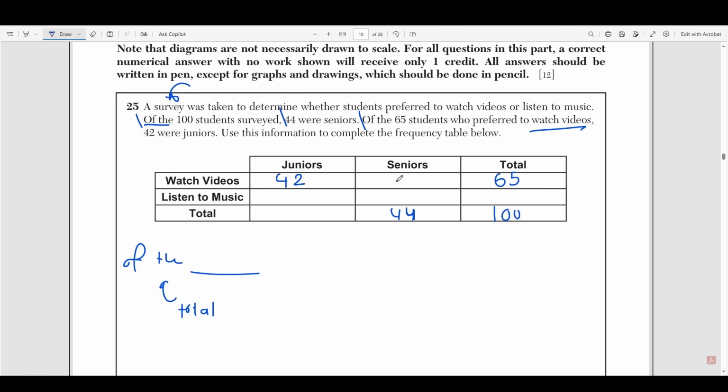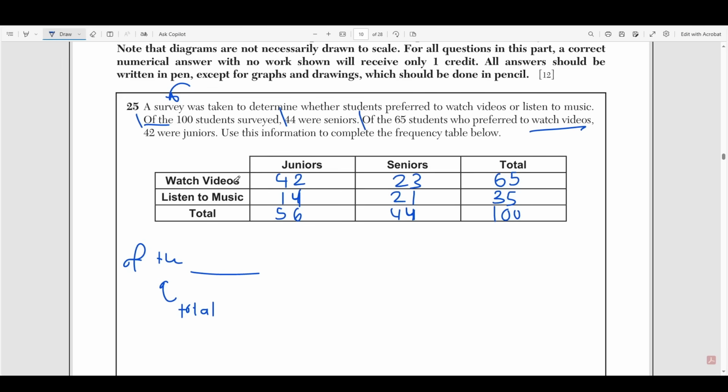So from here, I can just do some basic addition. So if I have 65 here, that means that there have to be 35 students in total who listen to music, because 65 plus 35 is 100. Then over here, if 42 watch videos and X are seniors, 42 plus X is equal to 65. So what does that number have to be? That number obviously has to be 23, right? And then 23 plus what is equal to 44? Well, it's 21, okay? And then finally, if I want 44 plus what is equal to 100? Well, that's going to be 44 plus 56, right? And finally, 42 plus what is equal to 56? Well, that's 14. Okay, so this is the entire table filled out.